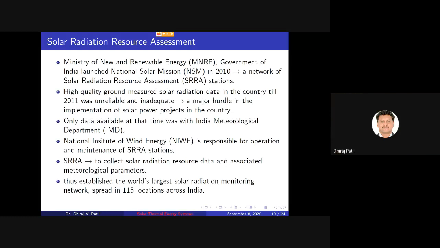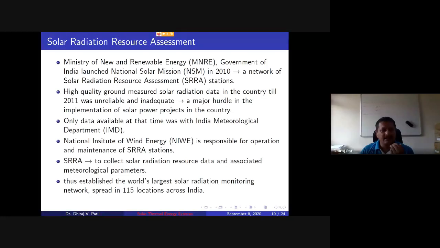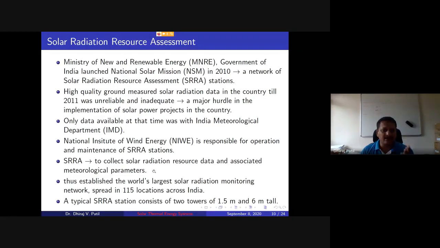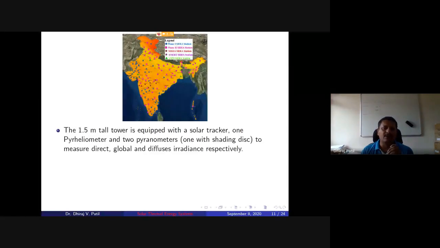So we have this network of SRRAs, and you can search the website. These SRRA stations generally consist of 2 towers of 1.5 meters to 6 meters tall. I have taken it from their website, that NIWE website. Similarly, you have NISE, that is the National Institute of Solar Energy. So this is a map where you could see the stations all over the country, where you are collecting the data.